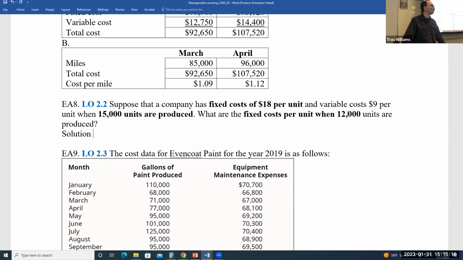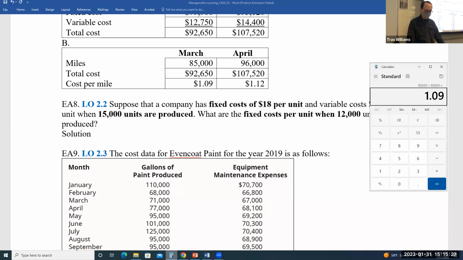Well, okay, you're almost there. So yeah, the first part is correct. We know that this $18 per unit was based on 15,000 units, right? So if we multiply that, we know then what the total fixed costs are. 270,000. And then we divide by, do you know what we divide by, Joseph? Yes, by the 12,000 units. And we get 2250.